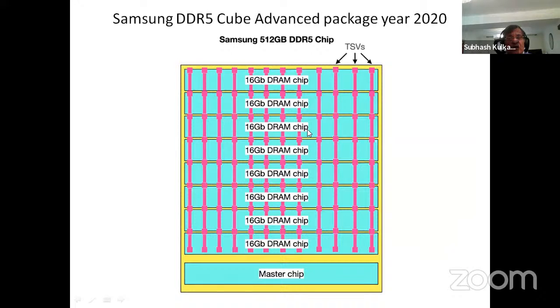For DRAM, Samsung has come up with a 512 gigabyte DRAM, 5 chips. What they basically do is they put 16 gigabyte DRAM chips, 8 in stack. So it's an 8-story building, if you will, connected through the TSVs all the way. So it makes a tower, and there are 4 such towers to make up to 512 gigabyte. So this is 16 times 8 times 4, that will give you 512.